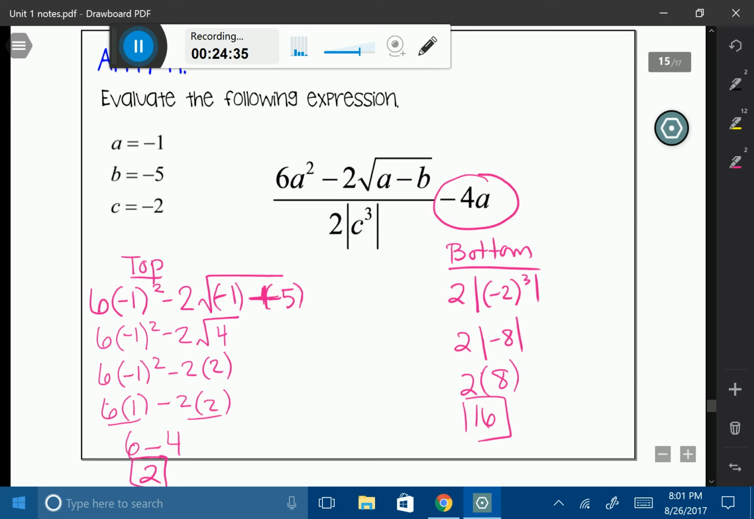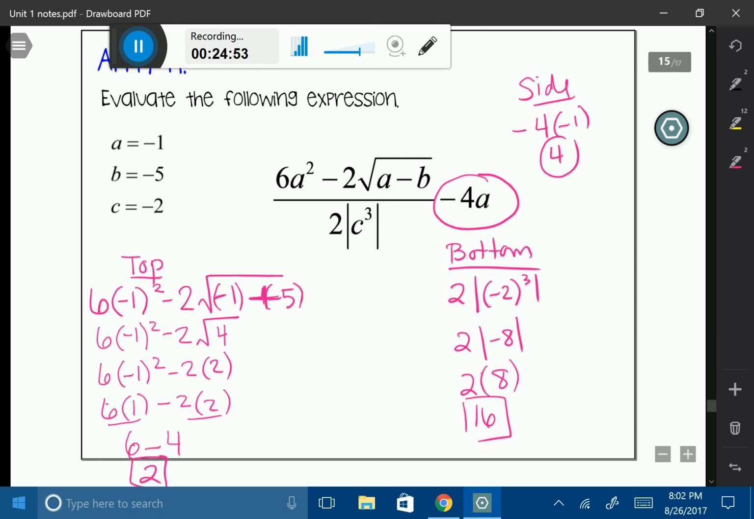Okay, now I've got a top and a bottom. Let's go ahead and, you know what, we're going to call this little negative 4a the side, just to keep ourselves organized. And I have a negative 4 times a, which is negative 1. Well, that's nice and easy. That's just going to be 4.